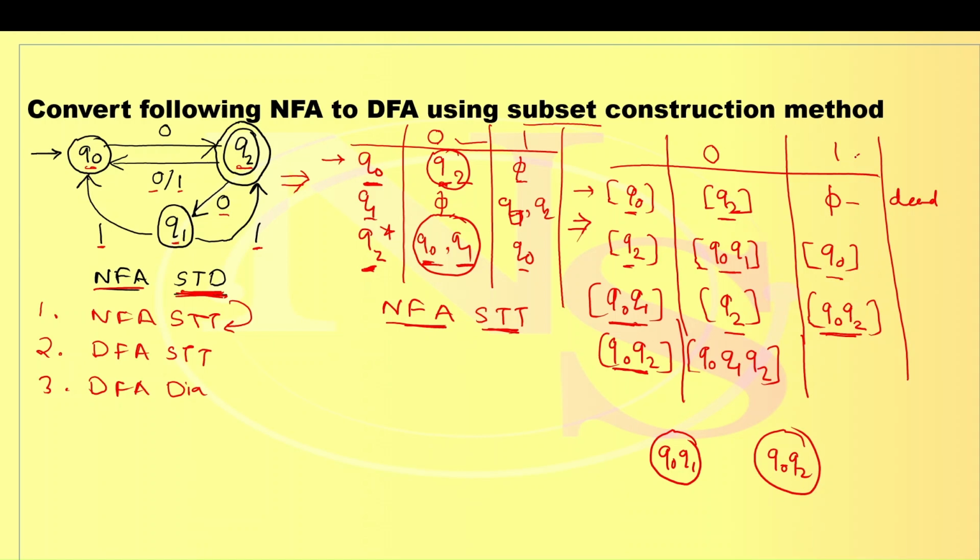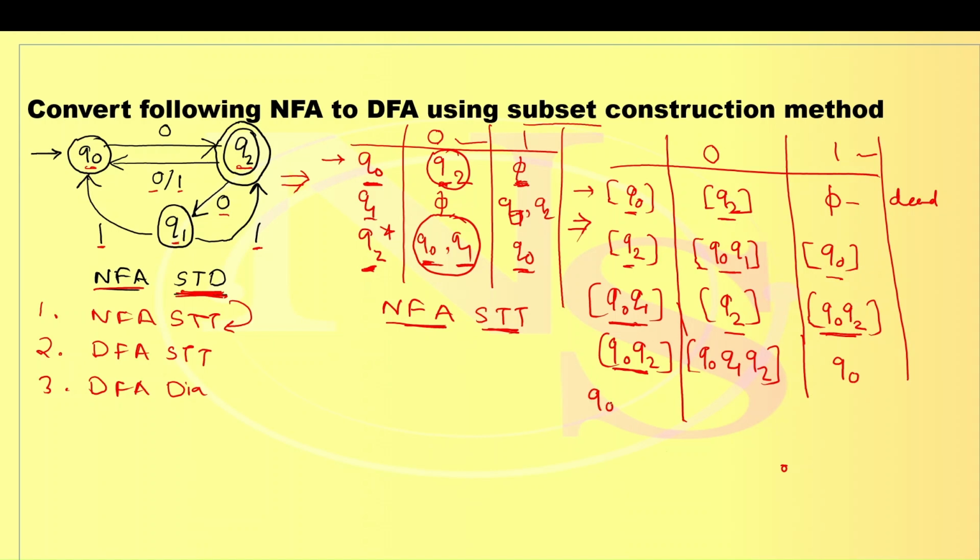Similarly for transition for 1, Q0 on 1, nothing. Q2 on 1, it's a Q0. So it's a Q0 only. Q0, phi, union is Q0. Is there any new subset created? Yes, we have the new subset. What is that? It's Q0, Q1, Q2. So we can repeat the process for it.